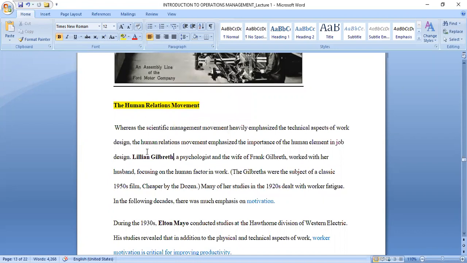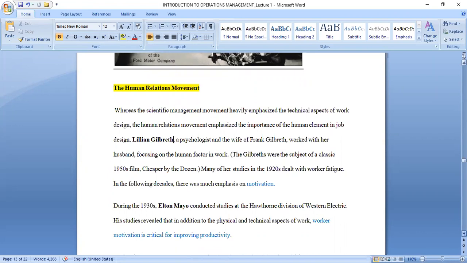So under this human relations movement, we see Lillian Gilbreth. Lillian Gilbreth was a wife to Frank Gilbreth. Remember, we've seen that Frank Gilbreth was one of the pioneers in the scientific management era, who introduced motion study, who is also called the father of motion study. And this was his wife, Lillian Gilbreth. They are also called the Gilbreths. Lillian Gilbreth was a psychologist and a wife to Frank Gilbreth, and they worked together as wife and husband, right?